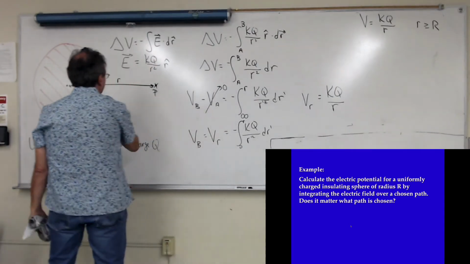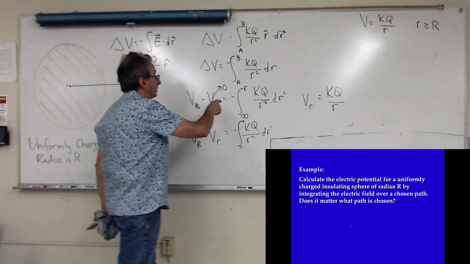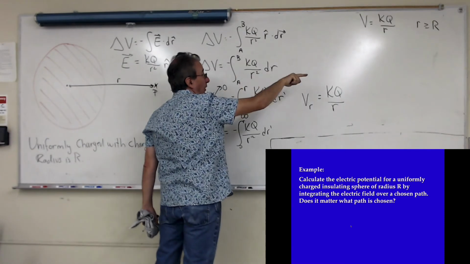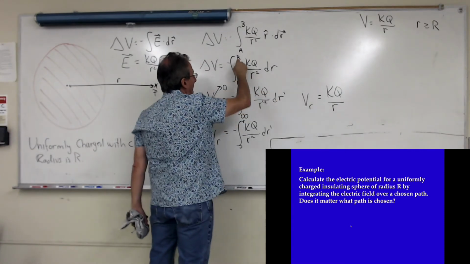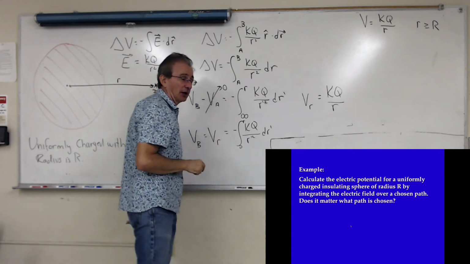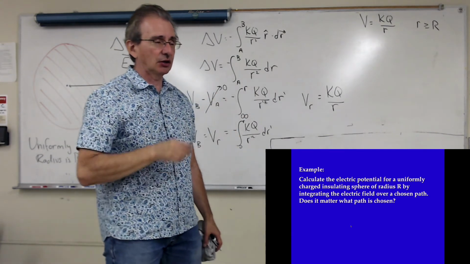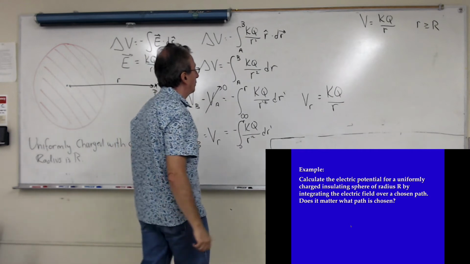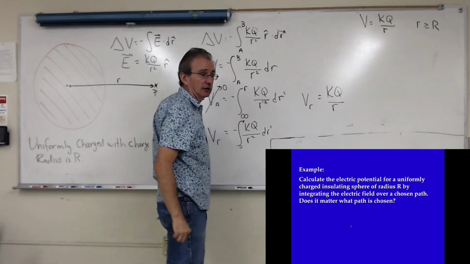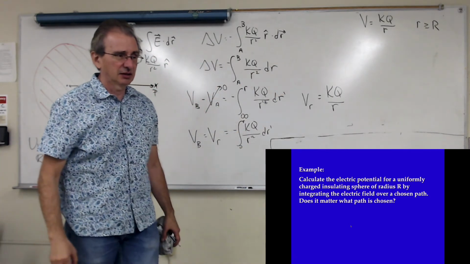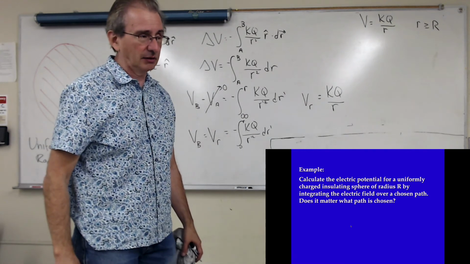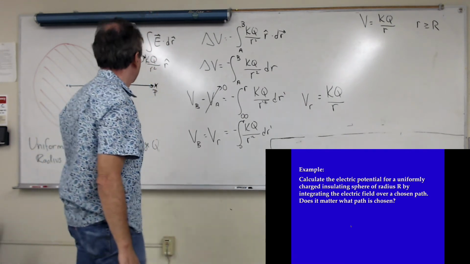We want to go inside. Notice how I did this. I integrated from here to here. I made r hat point outward. My limits of integration tell me which direction I'm moving. You always let the r hat point outward. You let these be parallel to each other. That way you don't have to deal with minus signs. Otherwise, it gets very confusing for students.